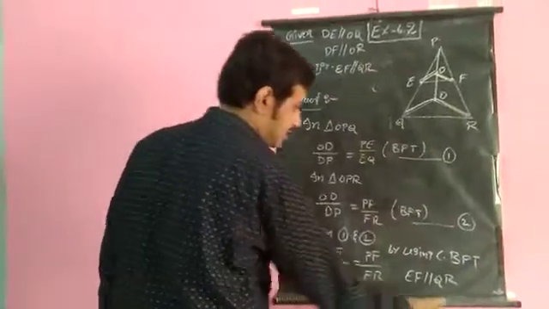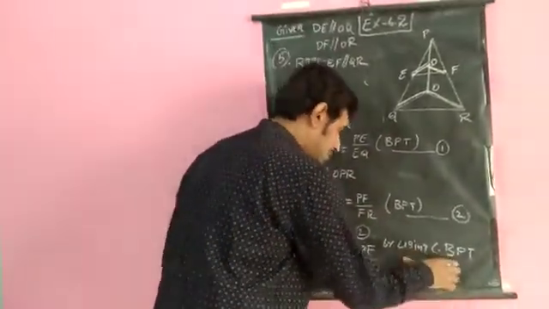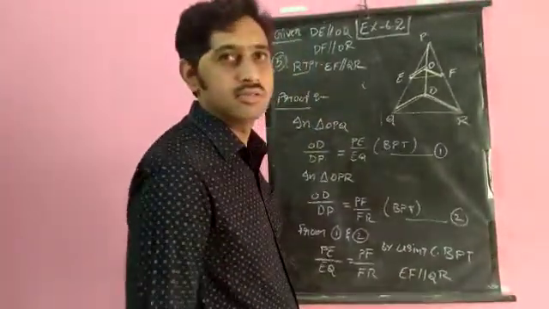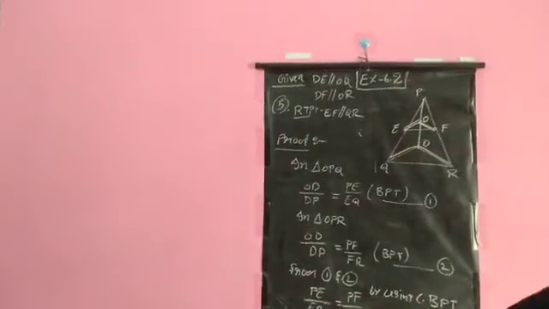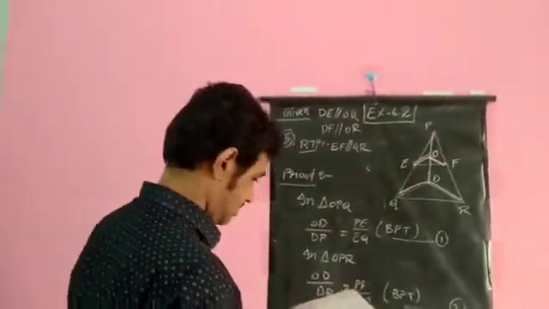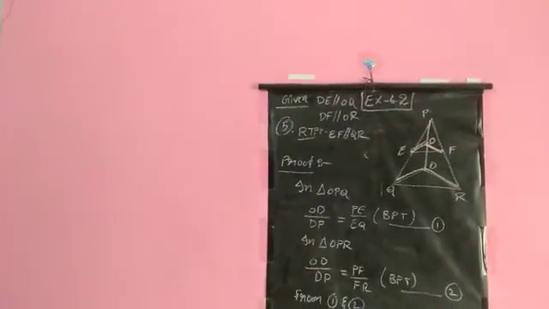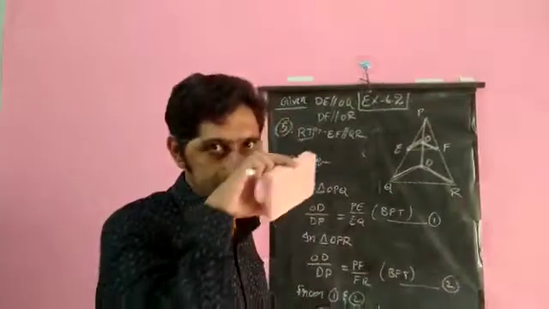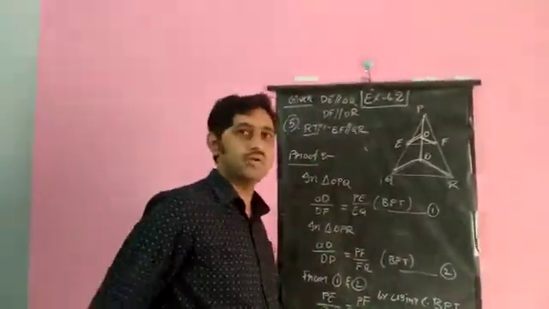EF parallel to QR. I am using the converse of BPT. This sentence is important. By using this, I am writing this. So that will be the proof for question five. And question number 6 is obviously the same thing, the same way we need to use BPT and converse of BPT, a similar type of question, so that you can do it as a homework.